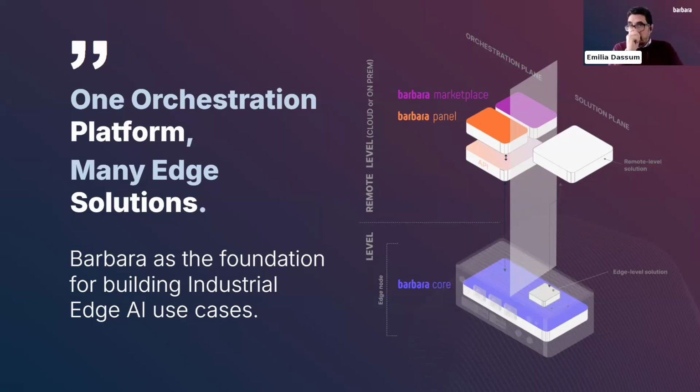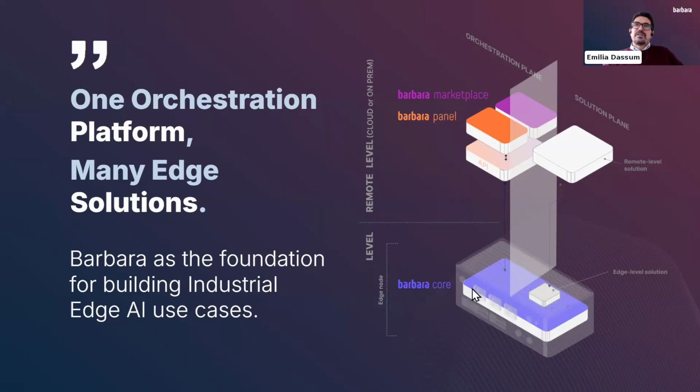So we are compatible with KVM, with Hyper-V, and with VMware. Okay, so you just need to set up a machine in any of these frameworks, and then you can install the Barbara core on that virtual machine. So this way you will have a virtual edge node. Okay, so this is the way we work.